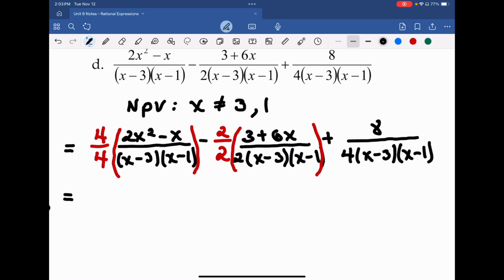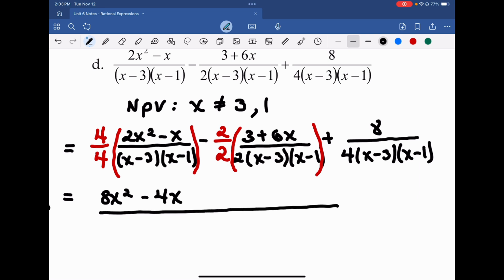Now, if I rewrite this out, here's what it's going to become. This is equal to 4 times 2x squared is 8x squared. 4 times negative x is negative 4x. And then what we can do again is write one big denominator, the same denominator: 4, x minus 3, and x minus 1. Because remember, as soon as you know what the denominator is in terms of that LCD, we can then write it all together here. And now from here, I can continue this down.